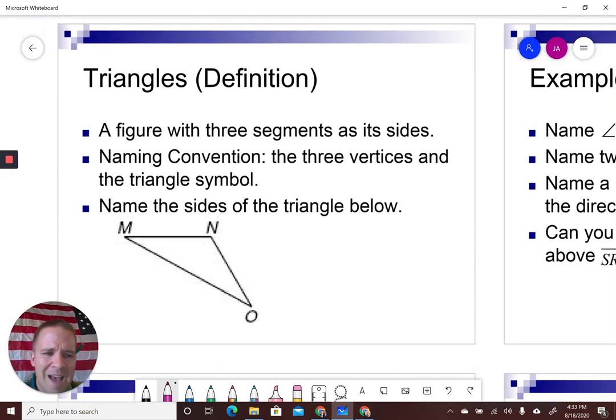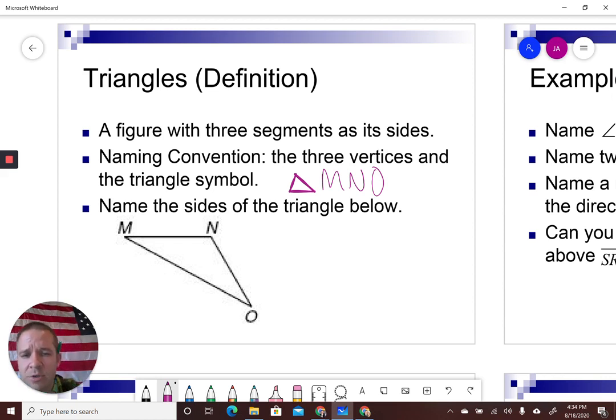Triangles. Yes. Love me some triangles. You'll be very fond of the triangles by the end of this year. All right. A figure with 3 segments as its sides. That makes sense, right? MN, NO, and OM. Okay? So the way we name these are the triangle symbol and the 3 vertices. So M, N, O. You can start wherever and you can go in counterclockwise or clockwise direction. It doesn't matter. You can't really screw that one up with triangles. When we get to quadrilaterals, there's a little more to it, but we'll get there when we get there.